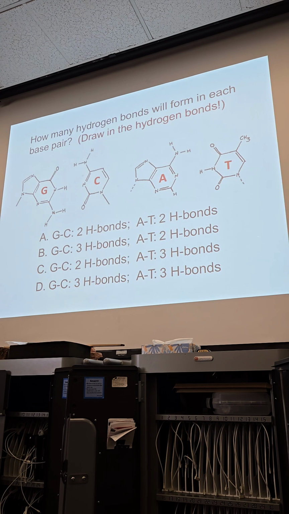Next. Draw those hydrogen bonds. Oh. I better look over here because they're quite different. That would be GC. GC.